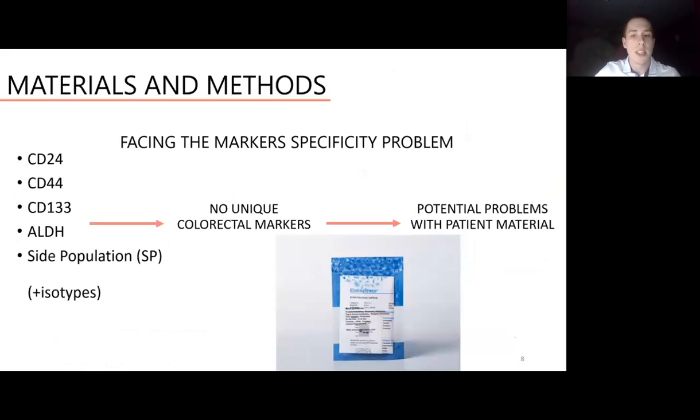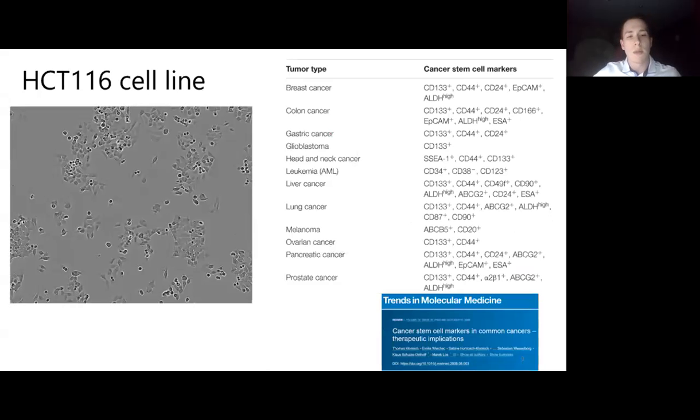Returning to the CSCs and their characteristics, the first problem is to obtain the CSCs from the tumor material. There are lots of markers, but none of them is unique for colorectal cancer. So we use the most fundamental ones. Here are CD24, CD44, CD133, aldehyde dehydrogenase, and the side population marker with all the isotypes and inhibitors needed for that. The problem of marker specificity is solved, at least partially for this experiment, because we decided to work with the colorectal cancer cell line HCT116.